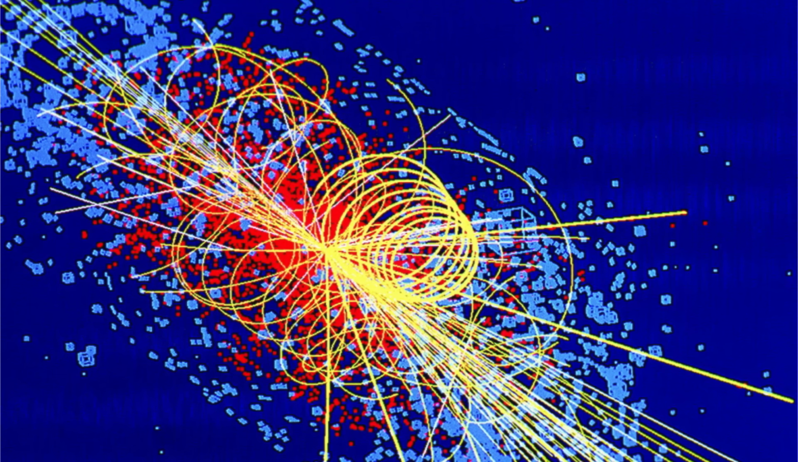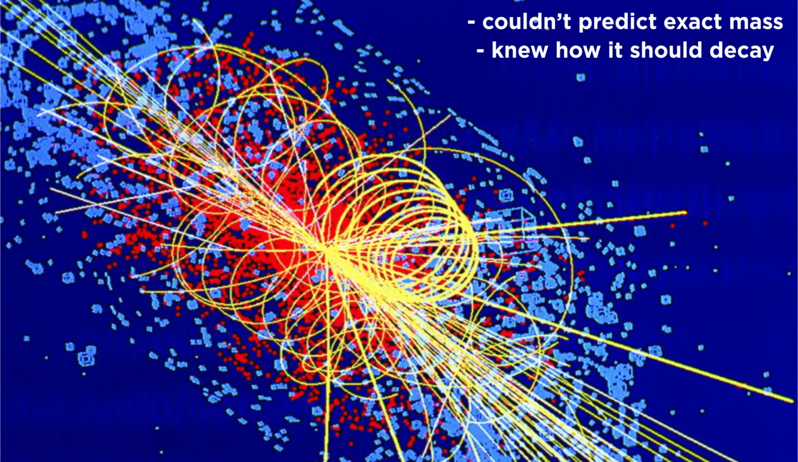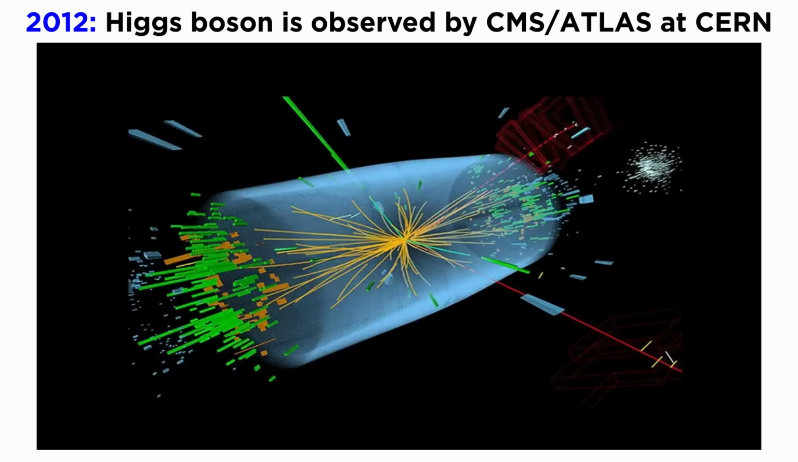Scientists began to search for the Higgs boson, which lasted for decades. While they couldn't predict its exact mass due to its unknown self-interaction strength, they knew how it should decay and that it should be short-lived and electrically neutral. Finally, in 2012, the CMS and ATLAS collaborations at CERN announced that they had found a particle that appeared to fit all these criteria. They only had to check one more thing. Was it a boson? Was it spin zero?